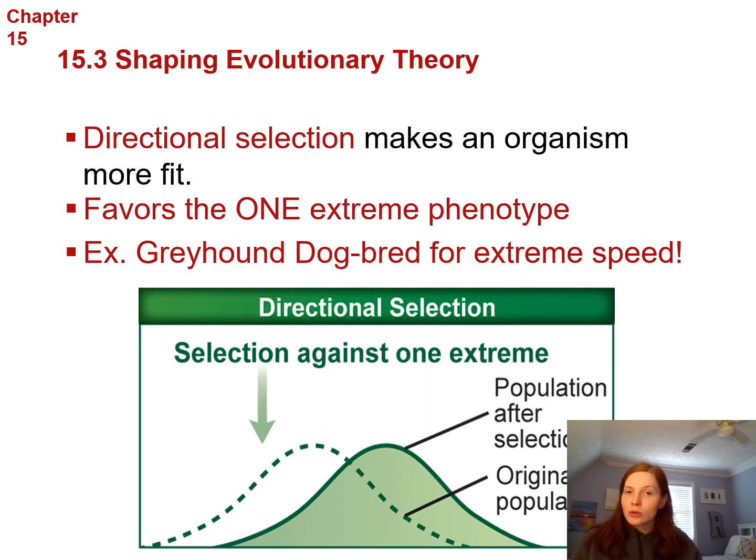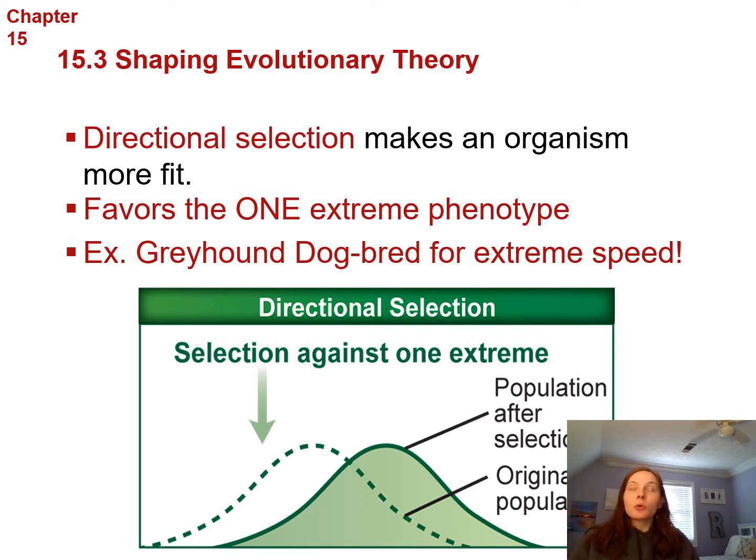Second type is directional selection. So this goes in one direction. It favors one extreme. It doesn't favor the average, it favors one of the extremes. So again, if we had small, medium, and tall, if we had directional selection, it would favor either the tall or the short. It would not favor the medium.